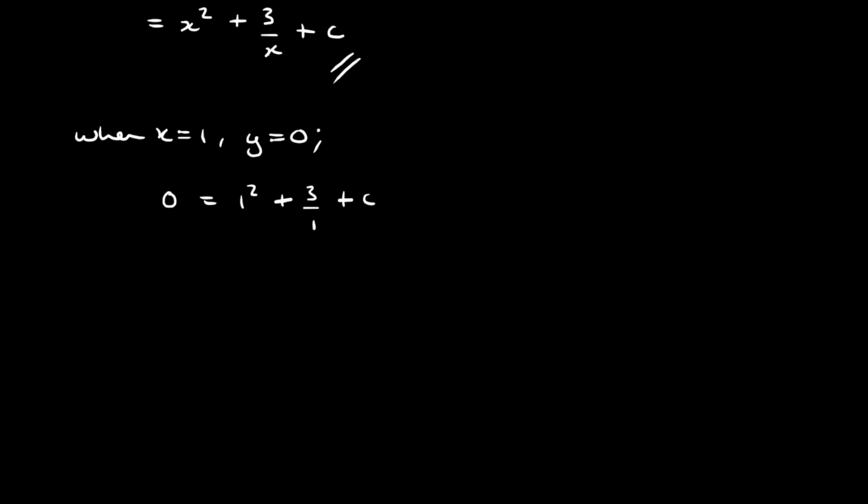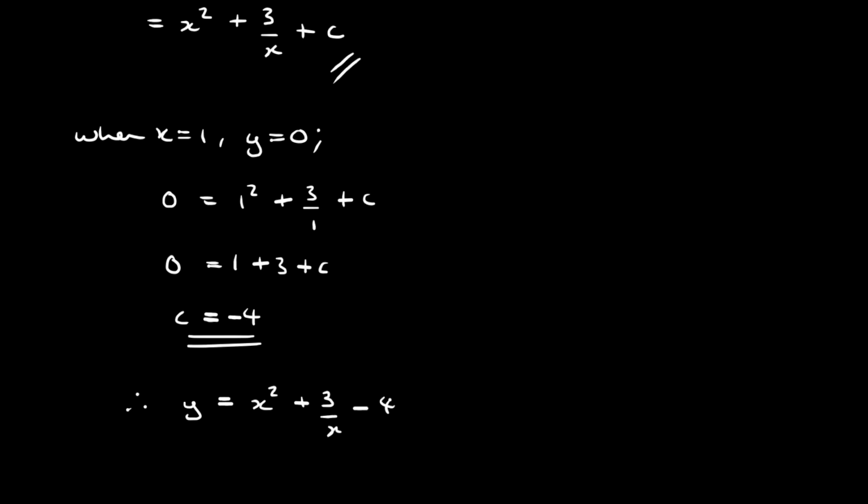And if we do that, then we get 0 is equal to 1 plus 3 plus c, which means that c is equal to negative 4. So in the end, we know that our y is equal to x squared plus 3 upon x minus 4. In other words, it is this thing here where the c is negative 4.